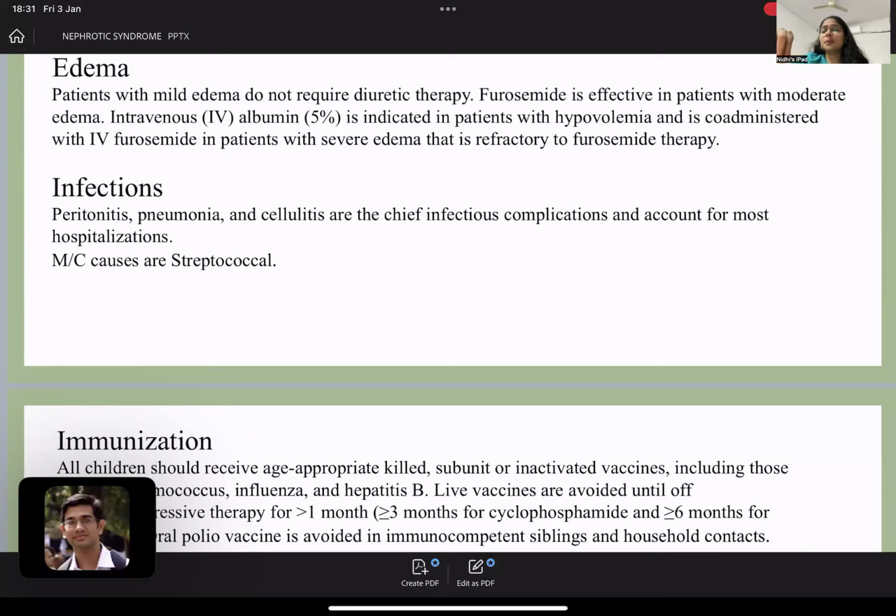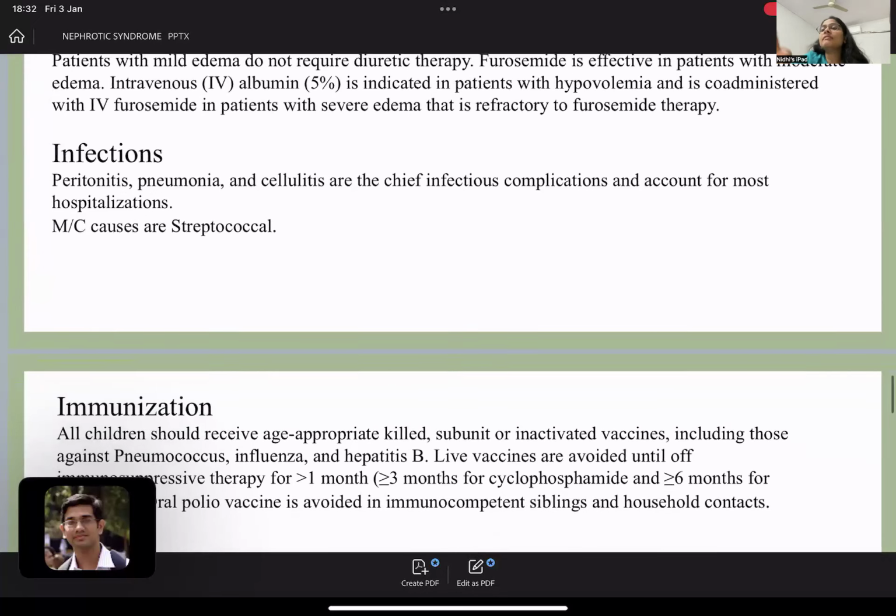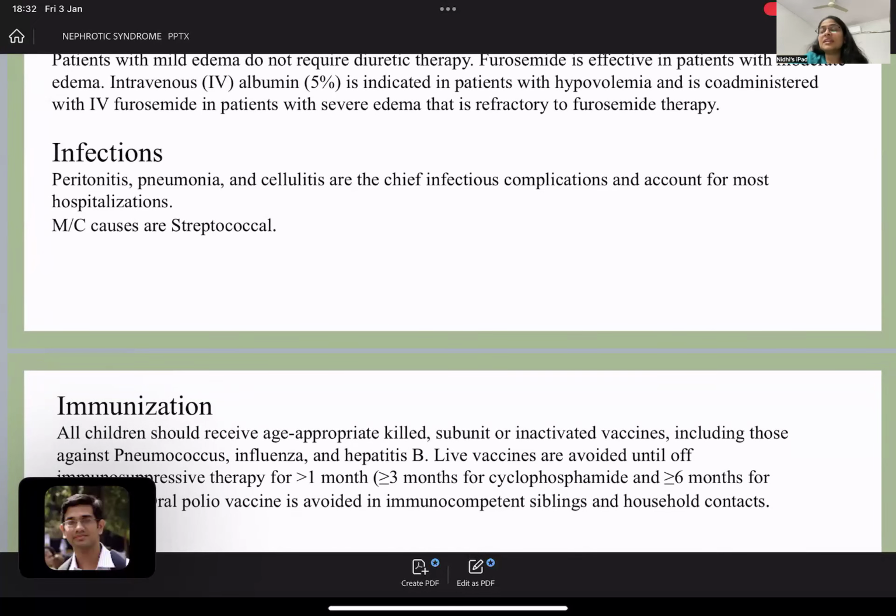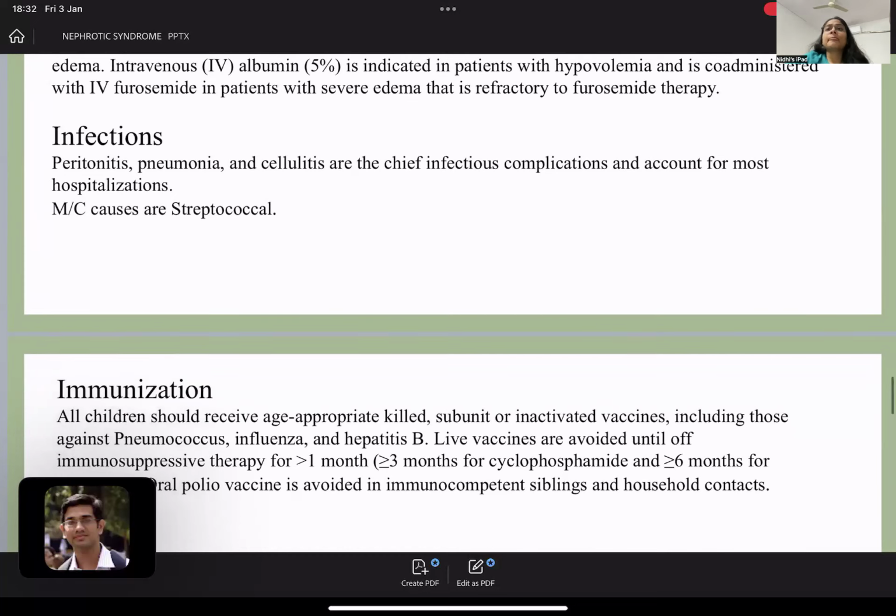Furosemide will decrease your edema. Why do we need to decrease edema? Because there is a very high chance of getting cellulitis. If you have very severe edema, the skin barrier will break down very easily. Even a scratch of a nail can break it down and cause cellulitis. Now, in patients that have hypovolemia and albumin less than 2, we also give IV albumin along with furosemide.